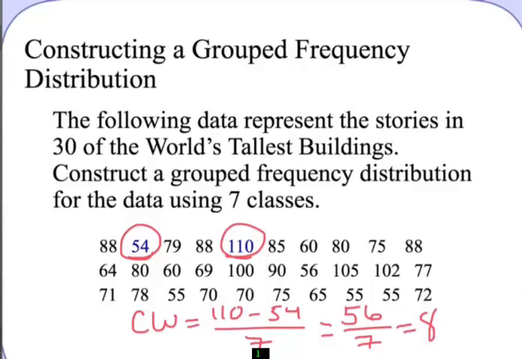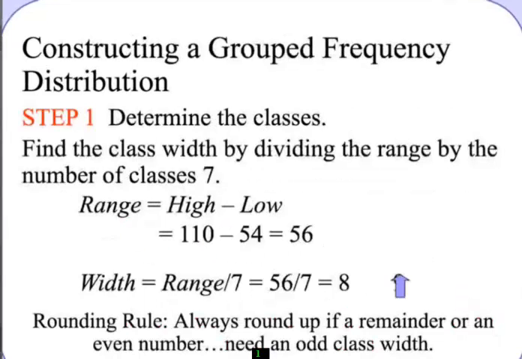That's an even number, so the class width that I'm going to use is going to be 9. This just reiterates that, and it reminds you to always round up, and we need to use an odd number for the class width.